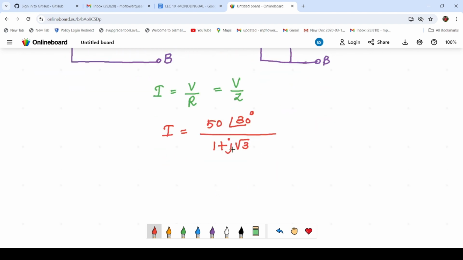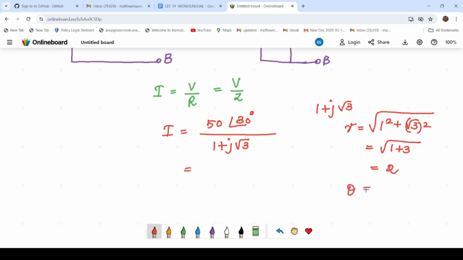Now, the numerator is in polar form and the denominator is in rectangular form. So what do we have to do? I am going to convert the rectangular denominator into polar form. So, what is 1 plus j root 3? First, we have to take the R, that is the mod value: square root of 1 square plus square root of 3 square. So what is the value? Square root of 1 plus 3, square root of 4, that is 2.